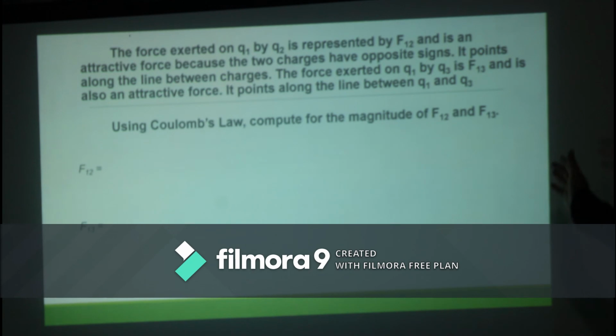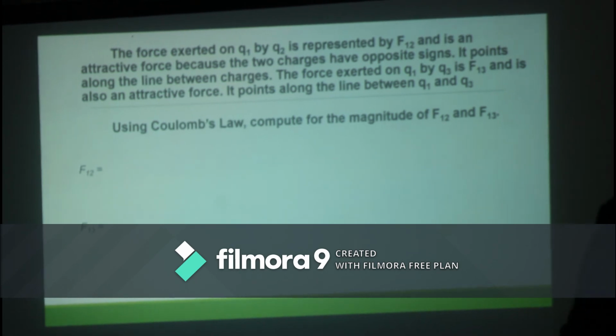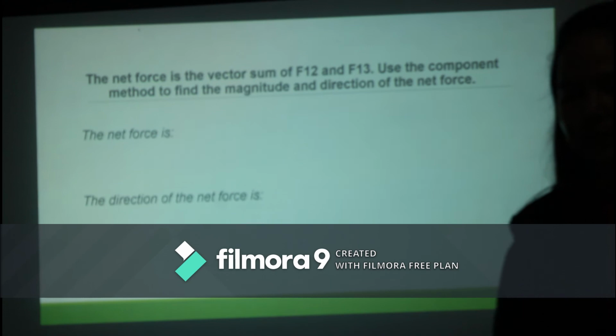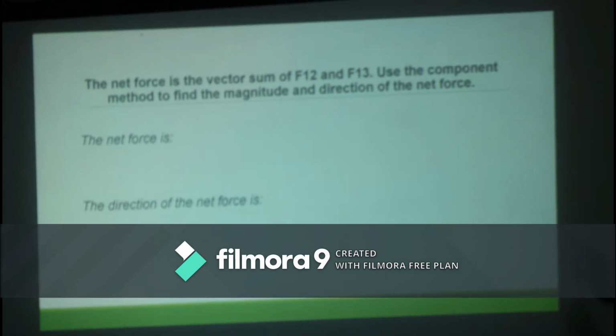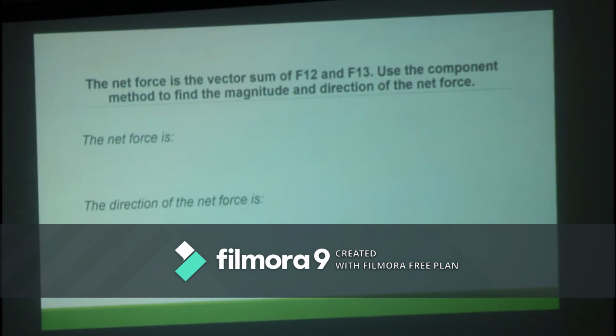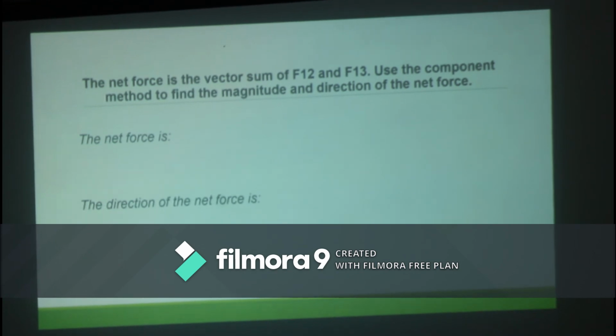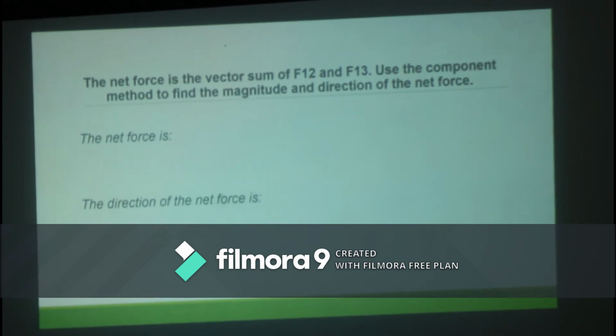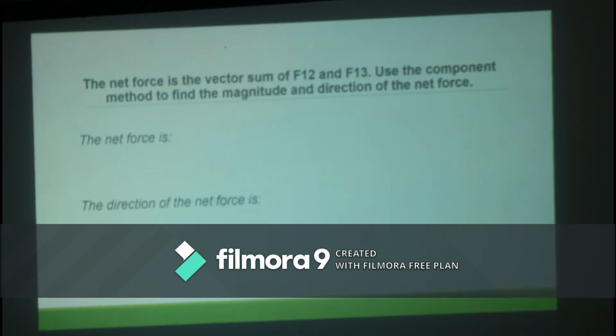Now using Coulomb's law, compute the magnitude of F1 and 2 and F1 and 3. The net force is the vector sum of F1 and 2 and F1 and 3. Then use the component method to find the magnitude and direction of the net force.